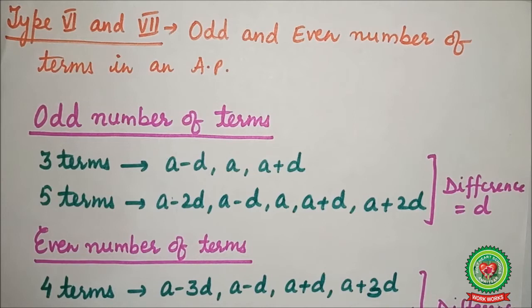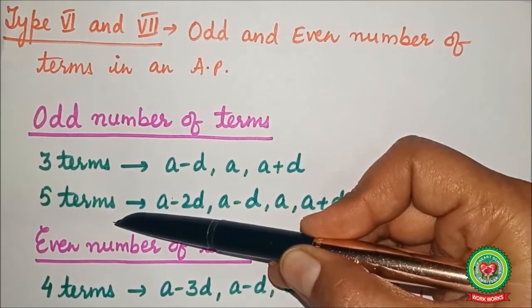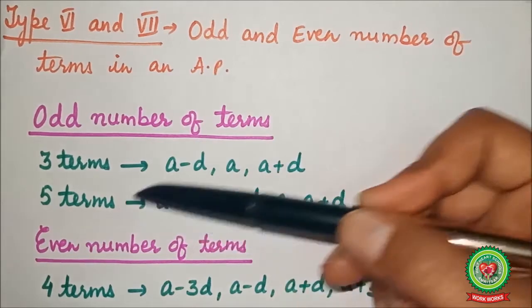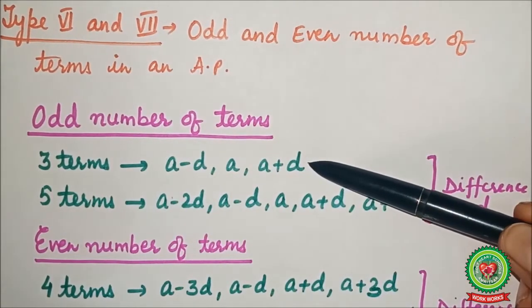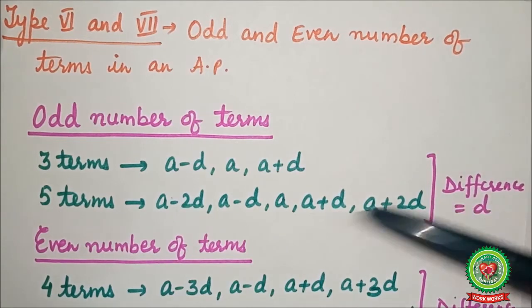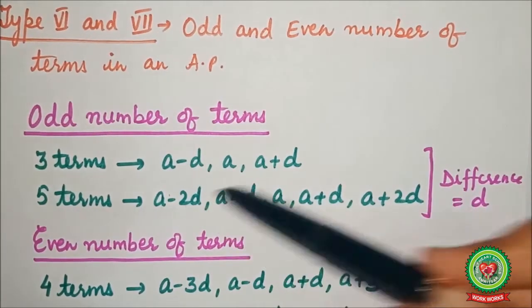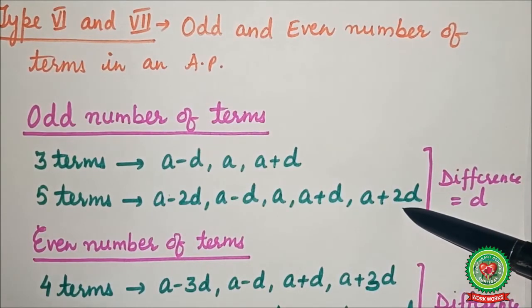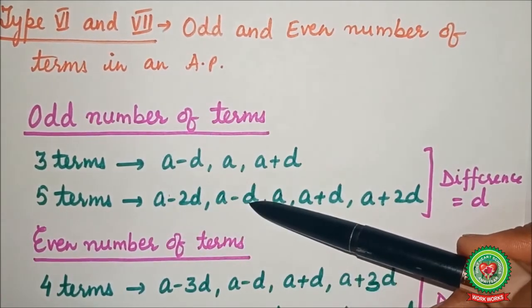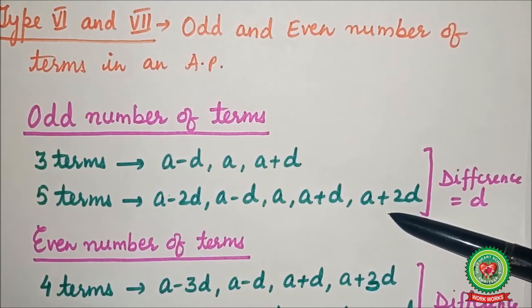Whenever we have to select odd number of terms in AP, that is 3 terms in AP or 5 terms in an AP, and we have given sum of these numbers in the statement. Remember, we will always consider these numbers, that is a minus d, a and a plus d. Their difference should be d. And similarly, when we have to consider 5 terms, these terms will remain same. We will add one term in the starting and second in the end. So, terms become a minus 2d, a minus d, a, a plus d and a plus 2d. All the terms having difference d.